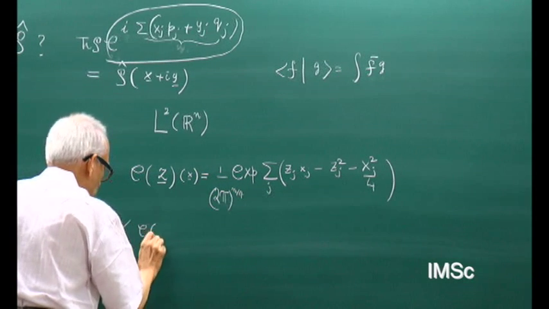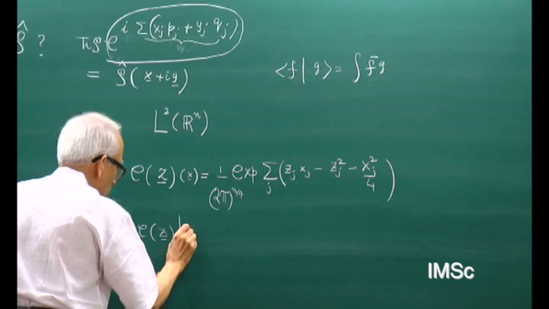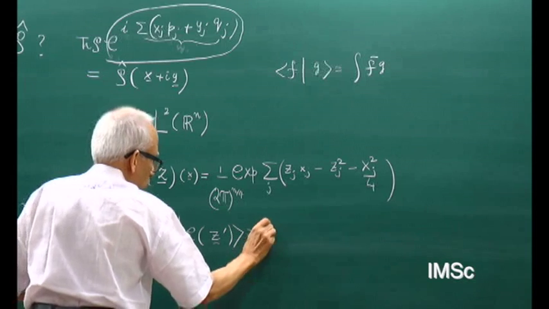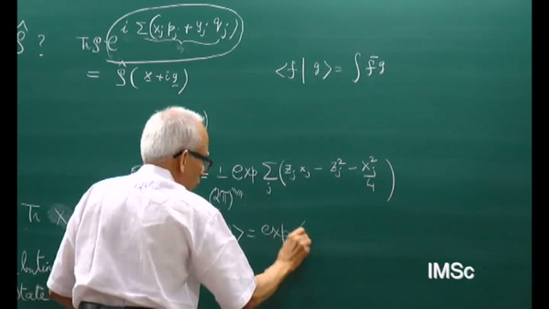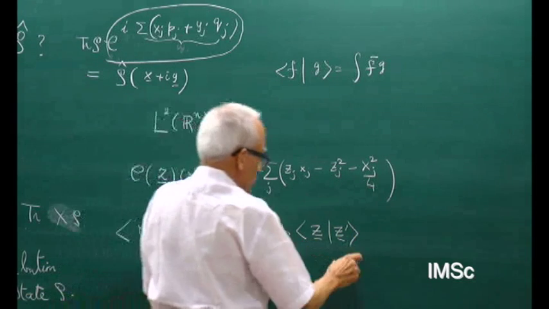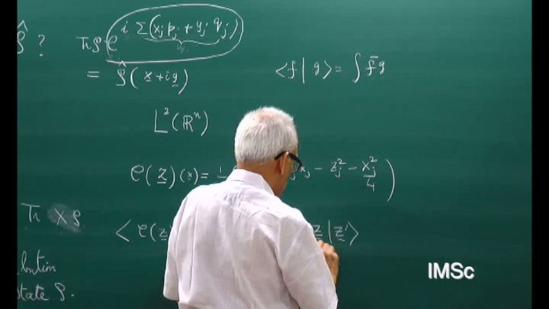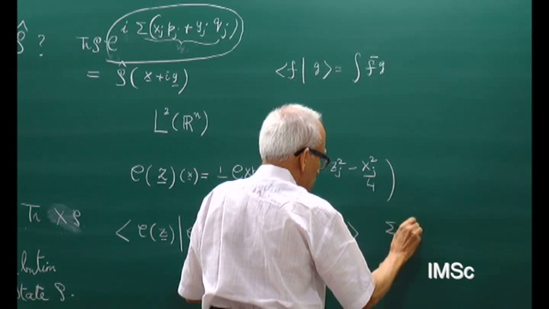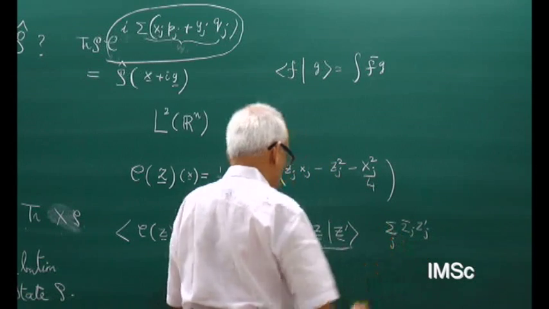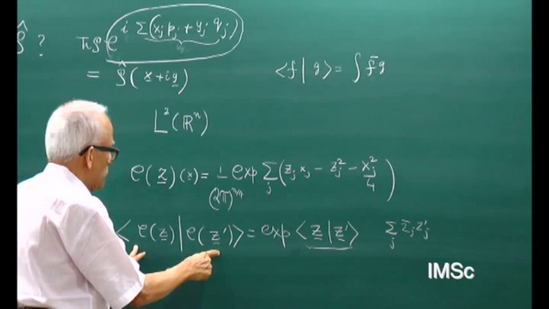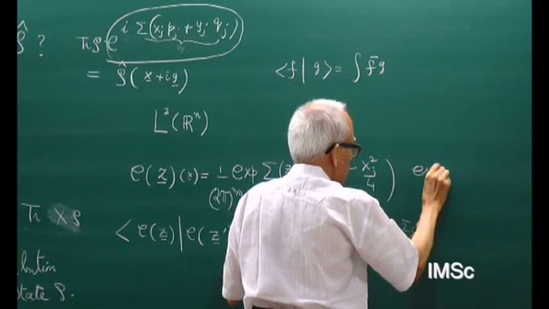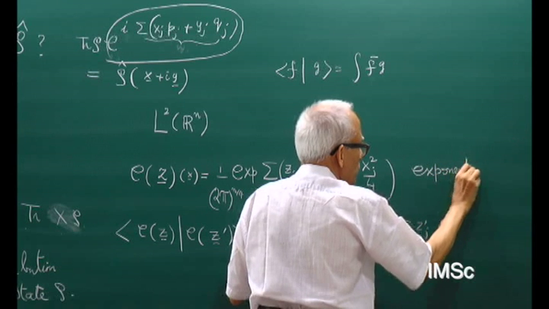So, if you compute E z, E z prime, then this is equal to exponential of z, z prime. This scalar product is in Cn, namely sigma zj bar z prime j, summation over j, whereas this is in the Hilbert space. These are called exponential vectors.